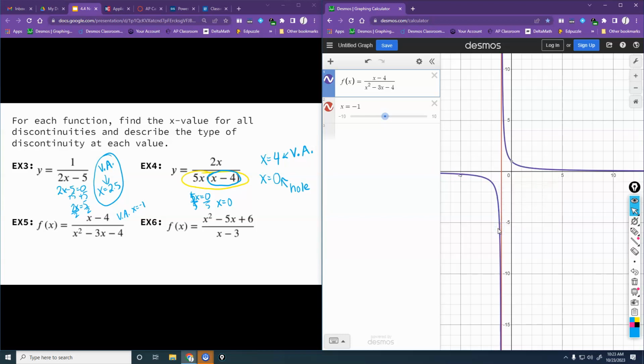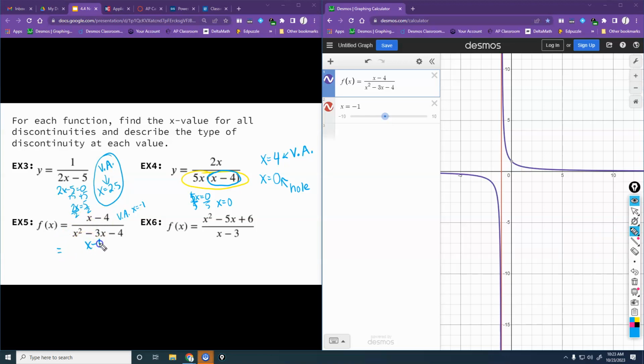Not seeing a hole, but probably not going to be able to see the hole from the graph. So that's why I also want you to know how to do it with the equation over here. Because definitely that x equals negative 1, I really can't see what's happening there, right? Like I don't know that. So what if I factored this?